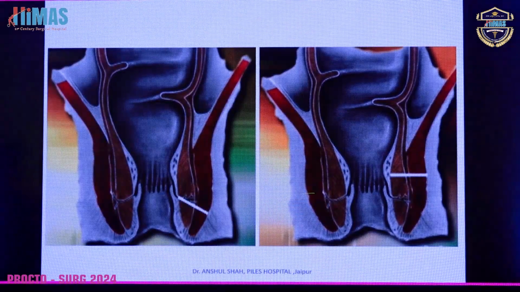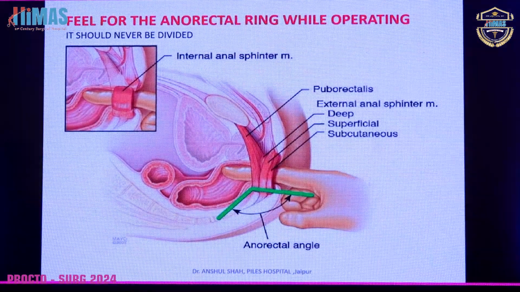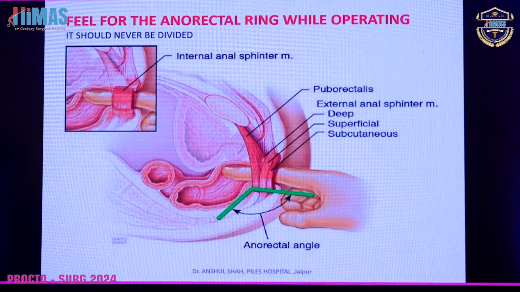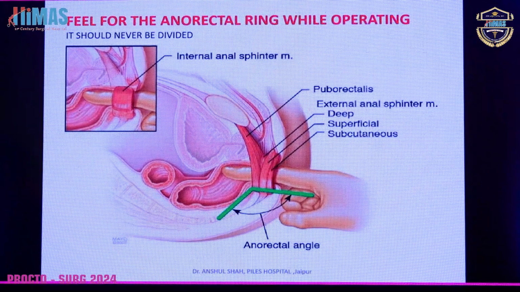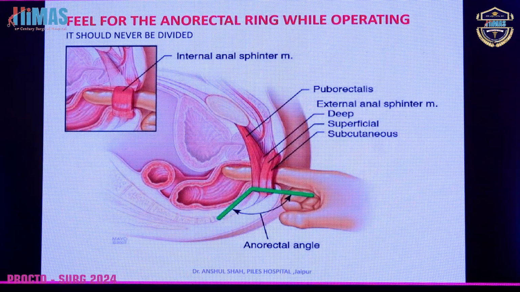So I'm not talking about these fistulas. These are the small, low fistulas. You can just do a fistulotomy in that. And these are the higher complex category fistulas, in which you have to repair the sphincter to preserve the continence. So whenever you are doing any such fistula surgery, you should always feel for the anorectal ring. This is how you should be feeling for the anorectal ring. It should never be divided at any cost.